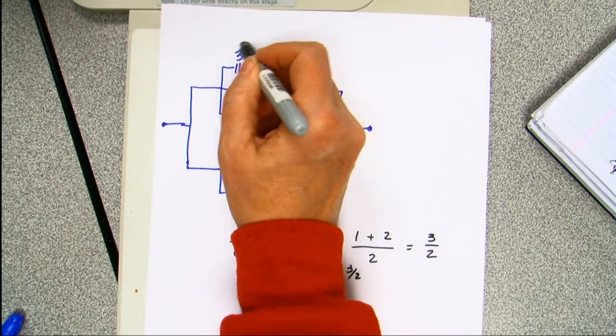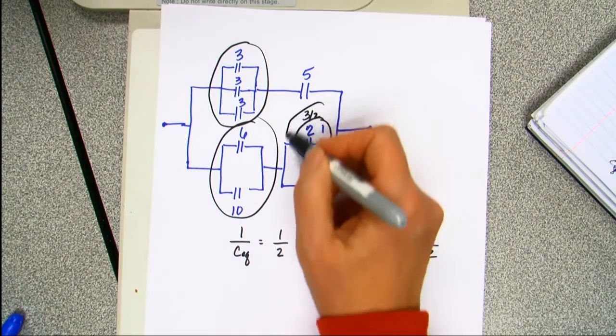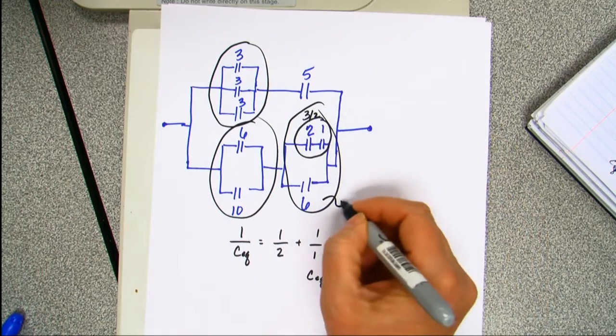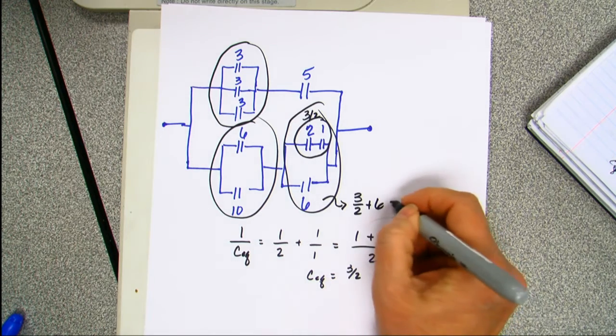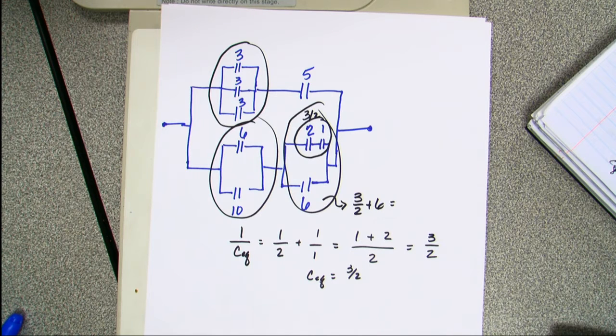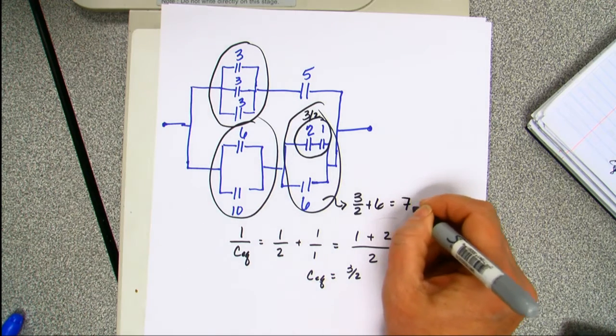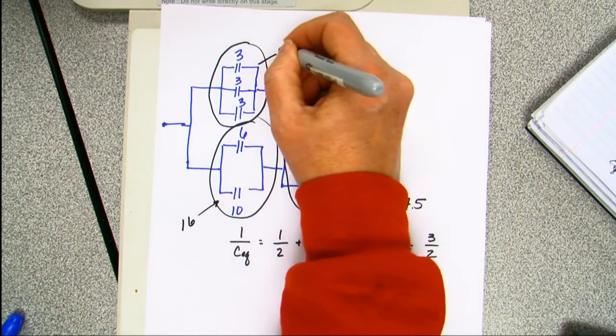Now I'm going to go ahead and do my things that are in parallel. So that's parallel, this is parallel. So this is 3 halves plus 6. And if I do that, it should be 1.5, right? 3 halves is 1.5. This is 7.5. This is 16. This is 9.